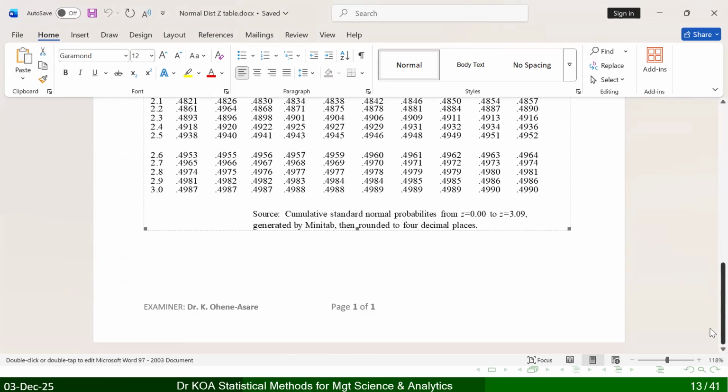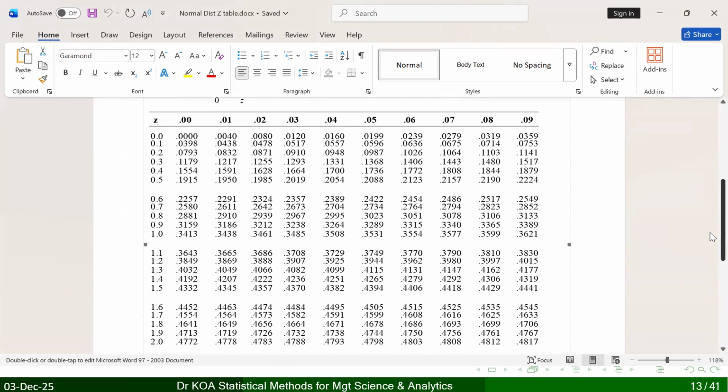Okay. So 0.63, you read 0.6 under 3. So this is 0.6. This is 0.6, and then the 3 is right at the top under 3. Yeah. Where they meet will give you 0.2357. Are you with me? Yes, Doc. Okay.